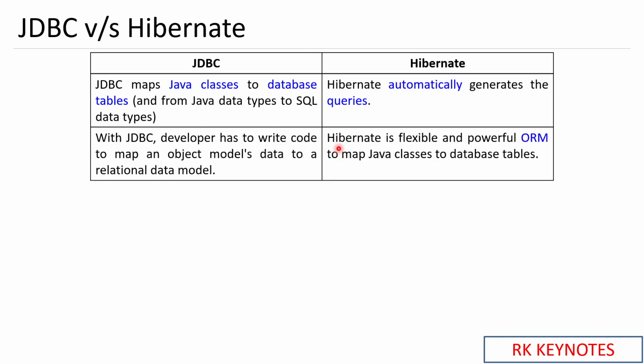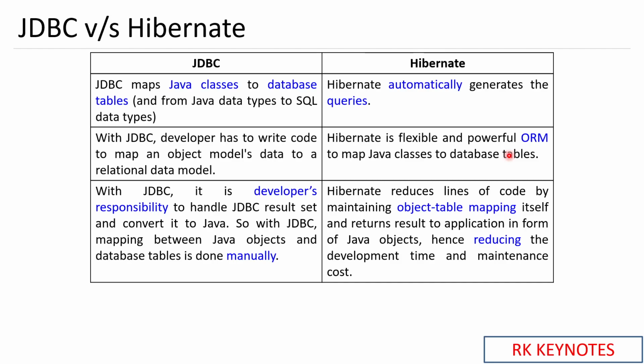Fine. Now whenever we want to map objects into our model in JDBC, we need to do manual coding. But here, using this ORM, it can be performed automatically, and this is more flexible. Hibernate is more flexible than JDBC. Okay. Because of this ORM feature, this reduces the development time and maintenance cost because the database code will get generated automatically for us.